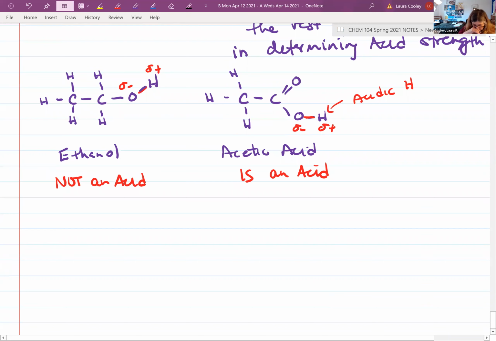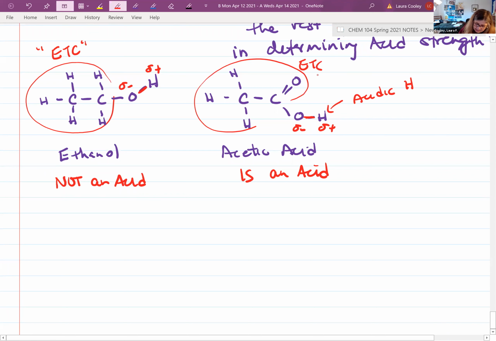Obviously this part of the molecule, the etc., matters. What makes acetic acid an acid is that adjacent C double bond O.